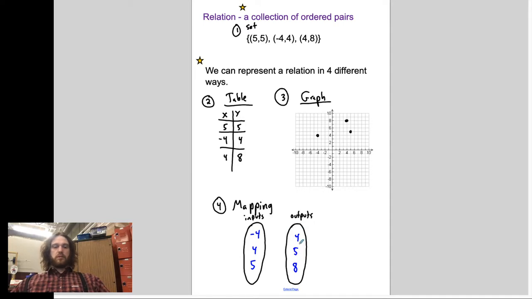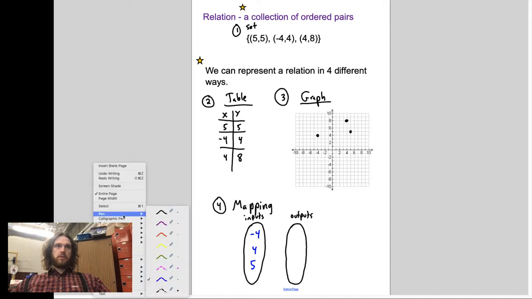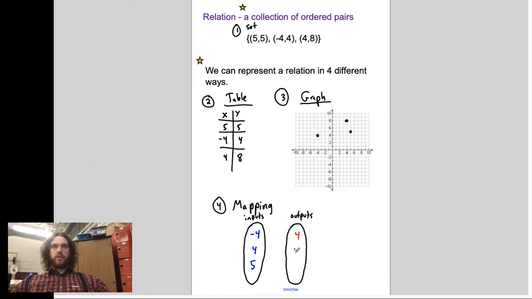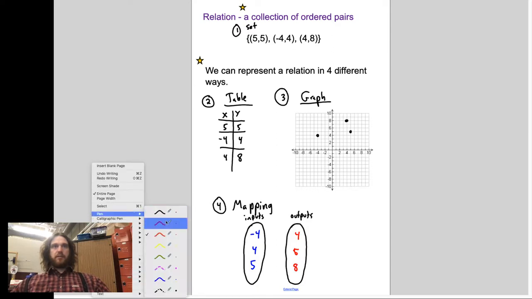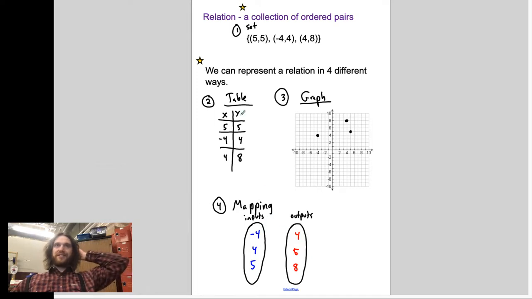I'm going to be consistent here. Four, 5, and 8 in our output. Okay, so with a mapping, you're going to draw arrows. So we'll say, negative 4 goes to 4. Okay, 4 goes to 8. And 5 goes to 5. So that's what this mapping looks like.